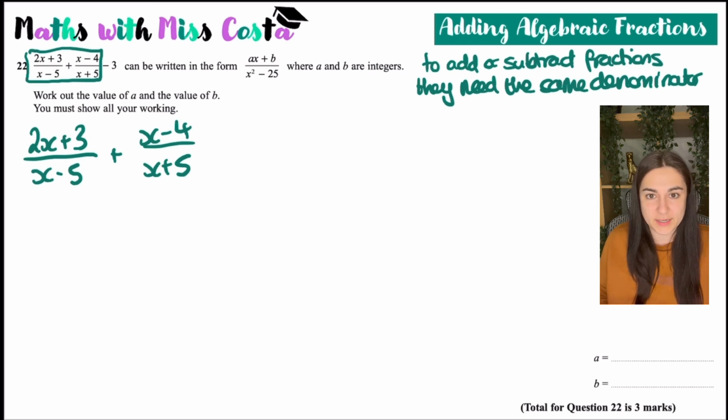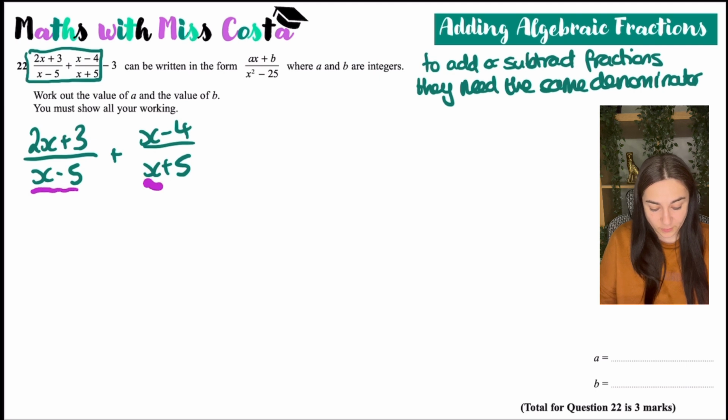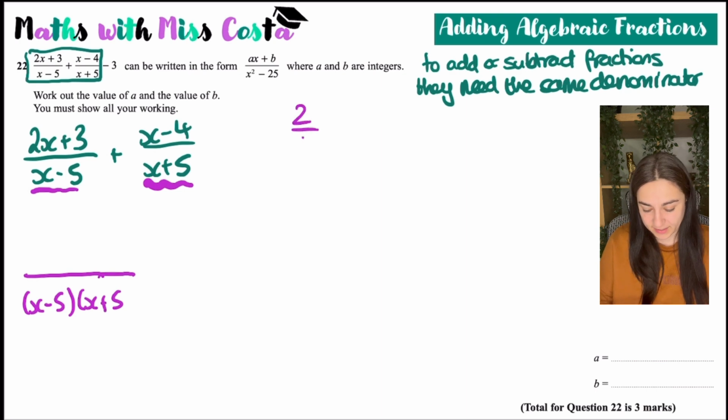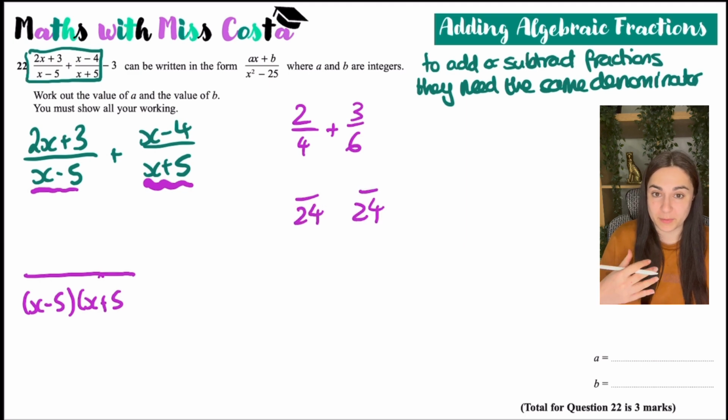Now, in order to do algebraic fractions, generally you're just going to bring together your denominators, and your common denominator is going to be the product of the two denominators. So your new denominator would be (x minus 5)(x plus 5), just like if you had 2 over 4 plus 3 over 6. You could turn this into 4 times 6, which is 24, as a common denominator. It's not the lowest common multiple, that would be 12, but because we're dealing with algebra, it doesn't matter. So my denominator is just going to be the product of the two denominators.